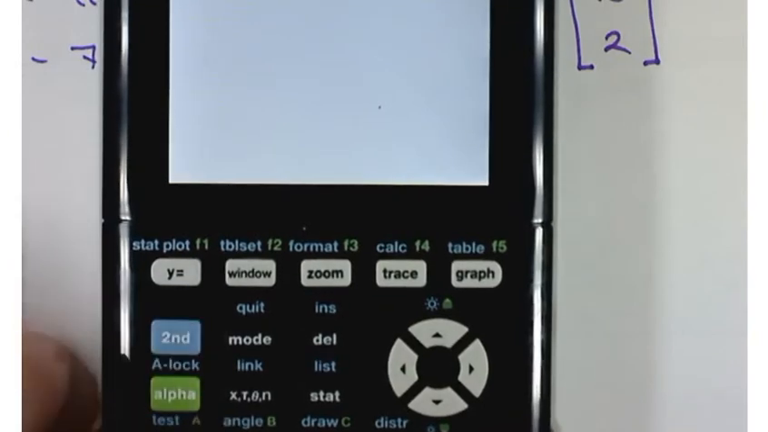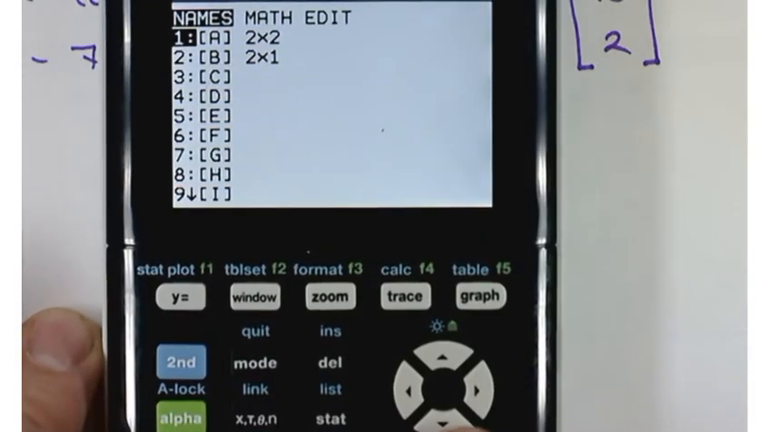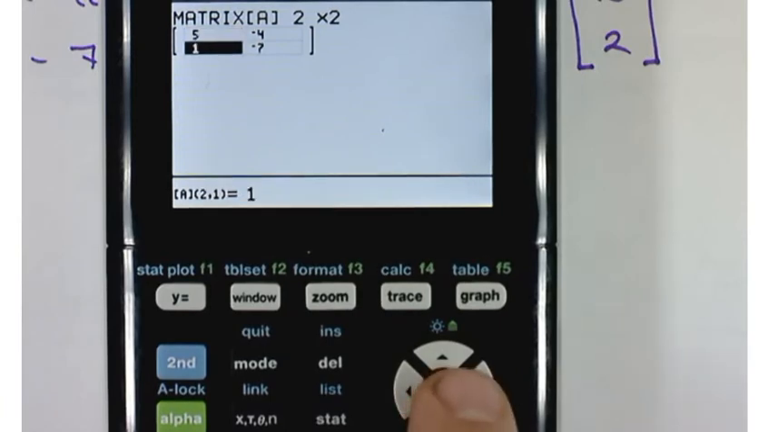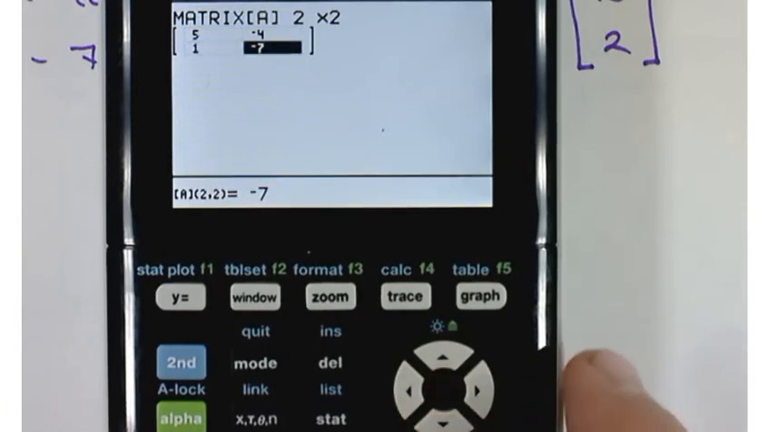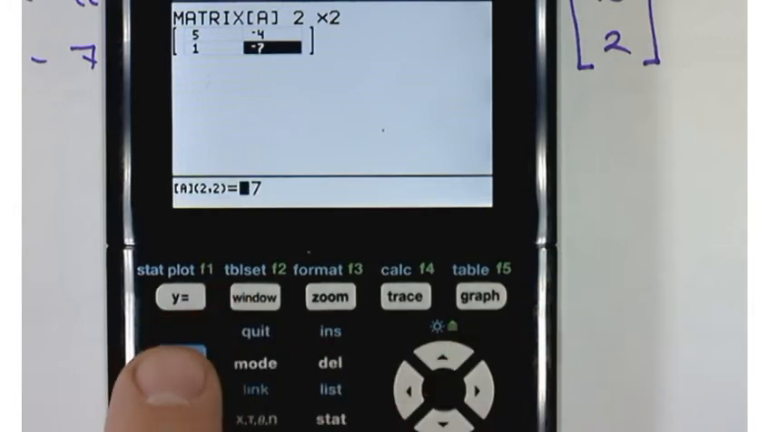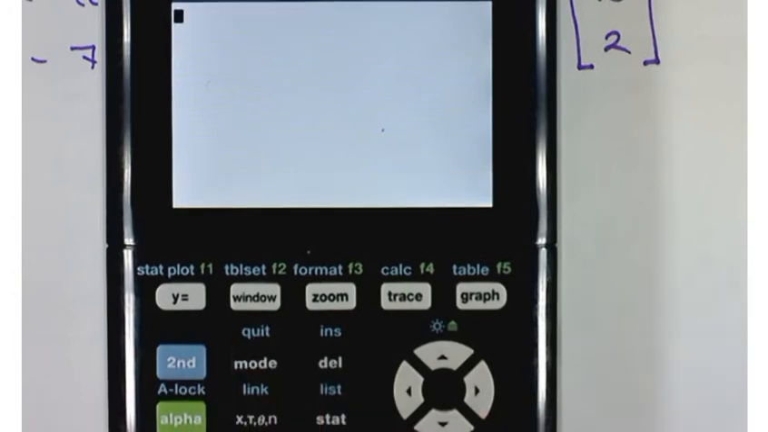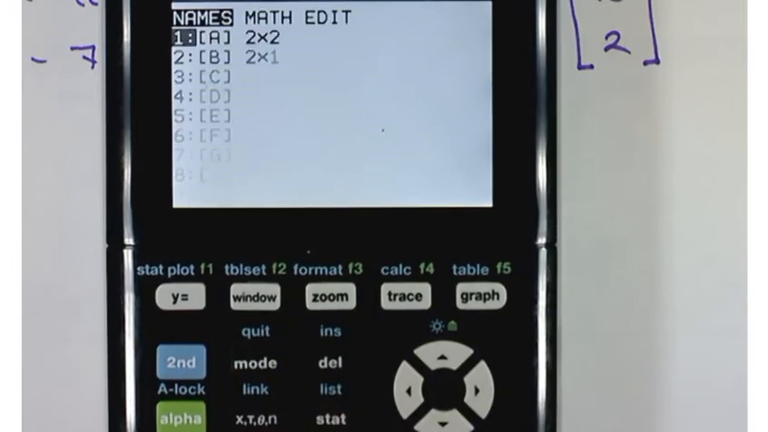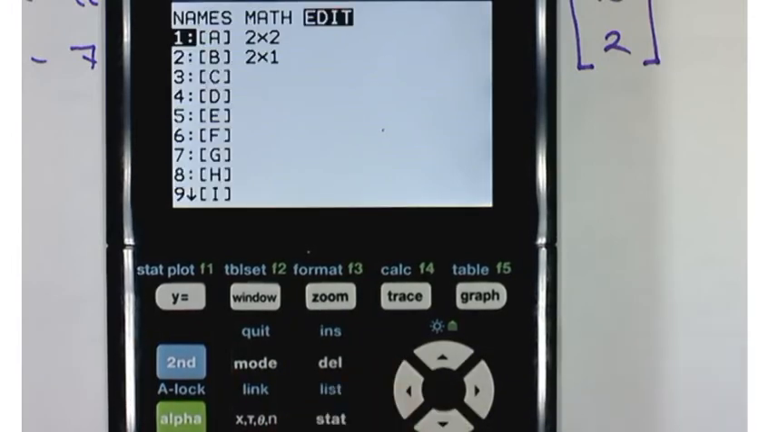So hit the second key, then the matrix key. Go over to edit. You want a 2 by 2 matrix, and I've already got mine entered in. 5, -4, 1, and -7. When you're done with that, you hit the second button, then the mode key to exit. Then you've got to enter in matrix B. Second matrix. Cursor to the edit button first, and then select matrix B.